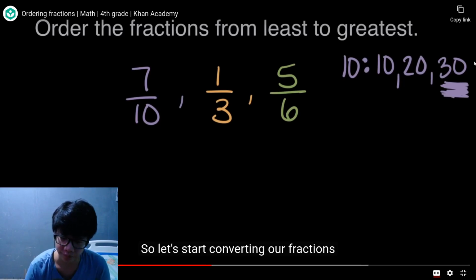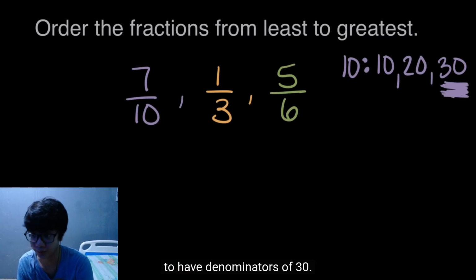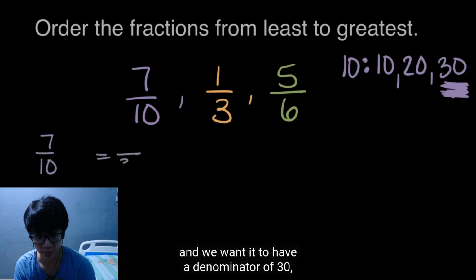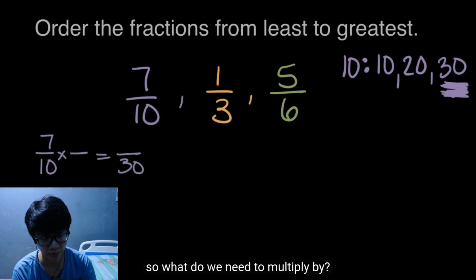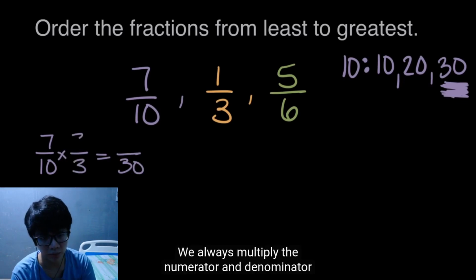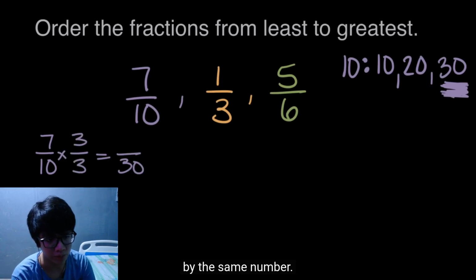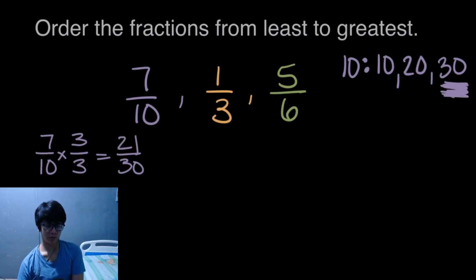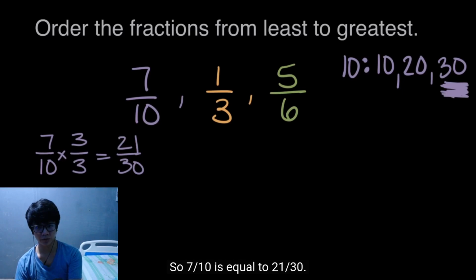So let's start converting our fractions to have denominators of 30. We'll start with 7/10. And we want it to have a denominator of 30. So what do we need to multiply by? 10 times 3 is 30. We always multiply the numerator and denominator by the same number. 7 times 3 is 21. So 7/10 is equal to 21/30.